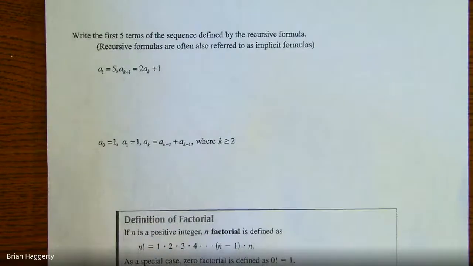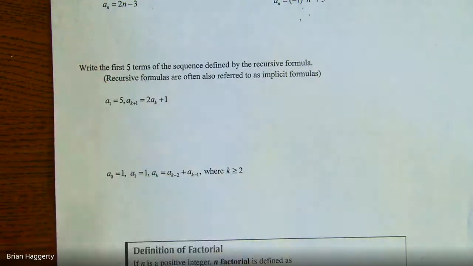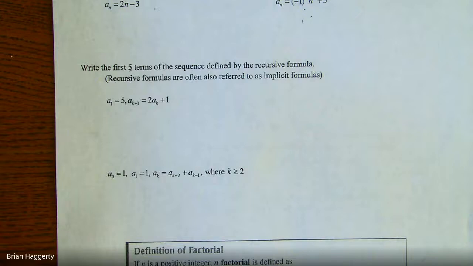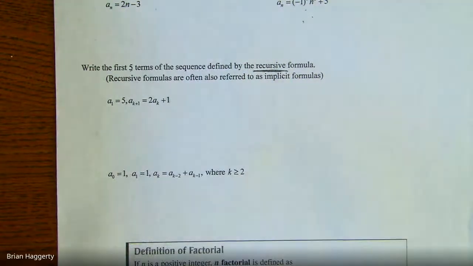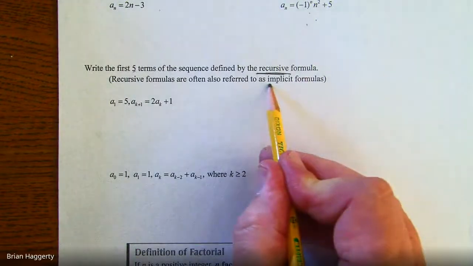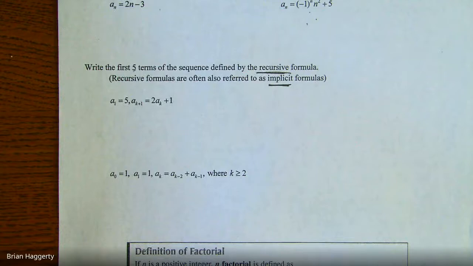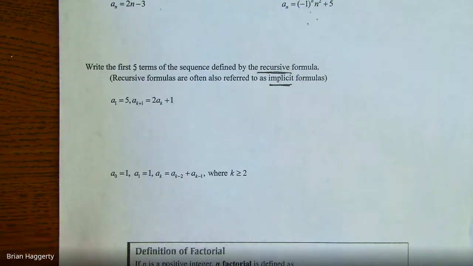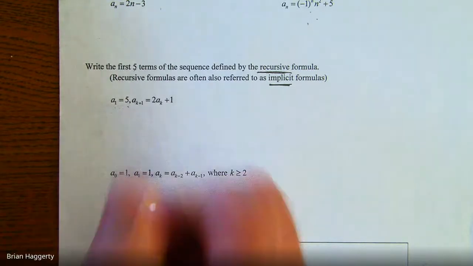Now, in contrast, another type of formula, going to the next section: write the first 5 terms of the sequence defined by the recursive formula. Another term for a recursive formula is an implicit formula. Depending on what website you go to, what book you read, they're about equally used. So in a recursive or an implicit formula, your terms are defined by what comes before it. For this example, they're telling you a sub 1 is equal to 5.